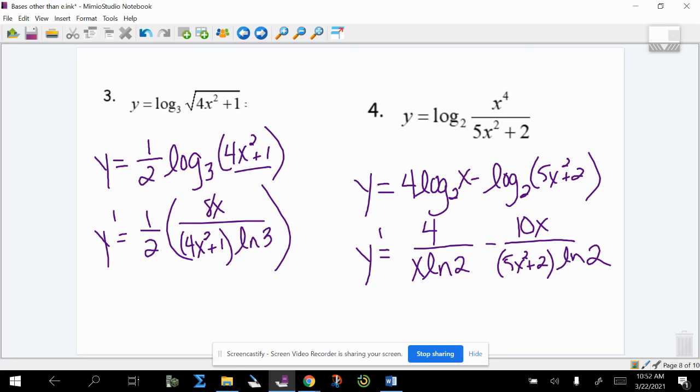That's the end of the derivative part of 5.5. We've got a little bit with integration to do on the next day, but this takes you through all the basics and all the derivatives.